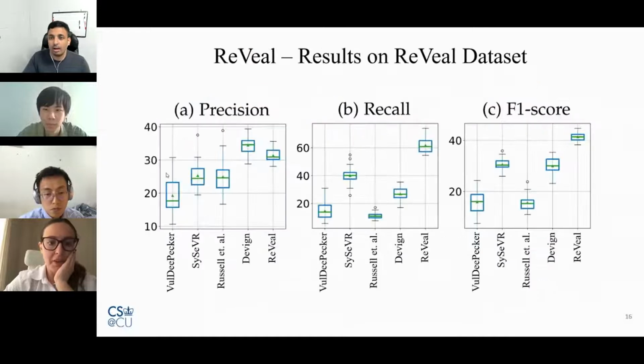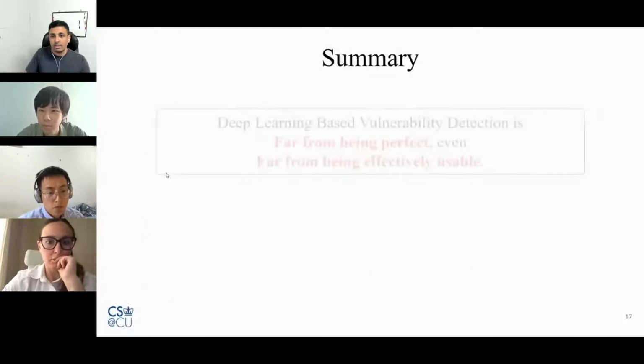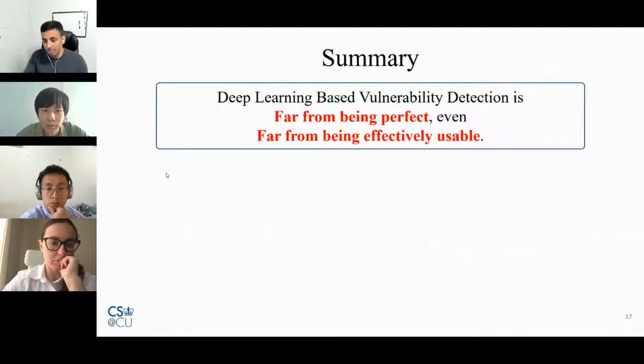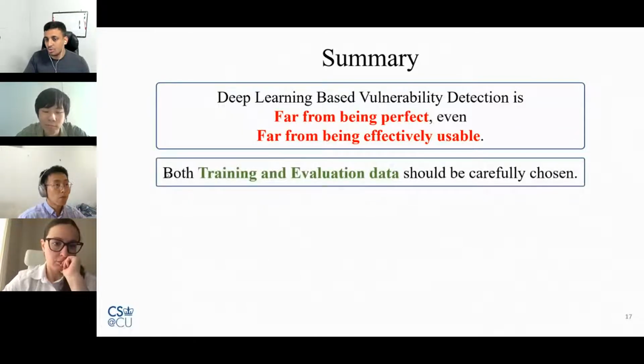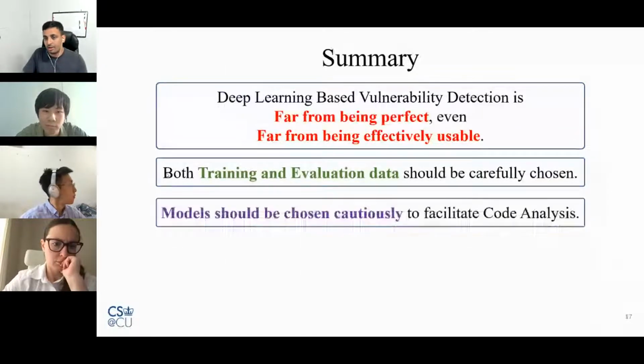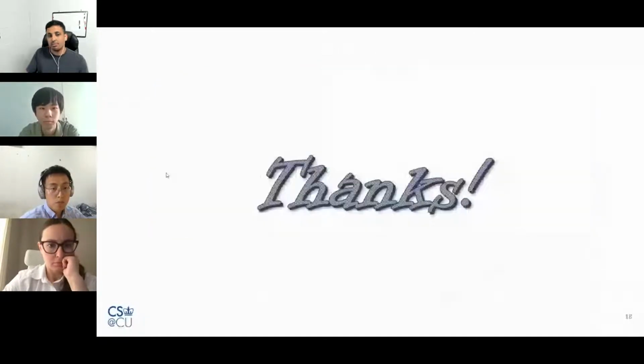And when we analyze the performance of Reveal in our datasets, as we can see, Reveal outperforms all the existing baselines. So to summarize, the paper shows that deep learning based vulnerability detection is far from being perfect and far from being effective. More research is needed for deep learning based vulnerability detection to be effectively used in real world vulnerability detection. And thanks for listening to my talk, and I will be happy to answer any question.